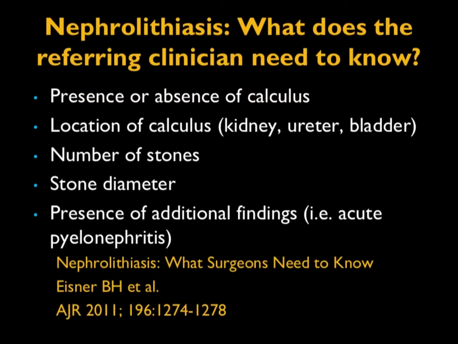There have been articles talking about stone disease. What does the referring clinician need to know? Well, they need to know the presence or absence of stones, its location, the number of stones, stone diameter, and secondary findings, whether it's perinephric stranding, extravasation, or the fact the patient has acute pyelonephritis. Now, it's important to recognize that one of the things we can do, in addition to the classic findings described here, is determine what the stone is by using dual energy. Is it a uric acid stone or is it a calcium-based stone?